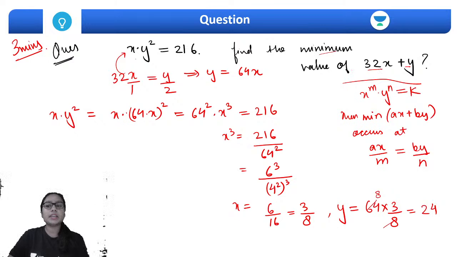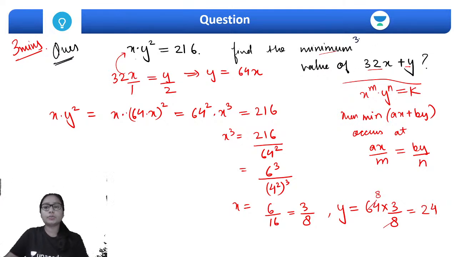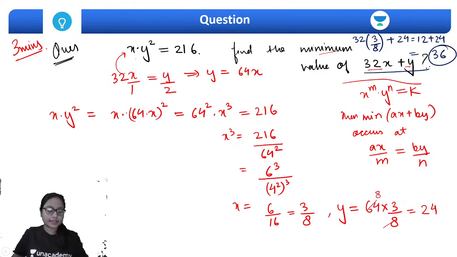Now let us find the minimum value of this expression. Therefore, the minimum value will be equal to 32 into x, that is 3 by 8, plus y. y is 24. So this will be 12 plus 24. Hence, the correct answer to this question would be 36. So the minimum value of 32x plus y is 36.